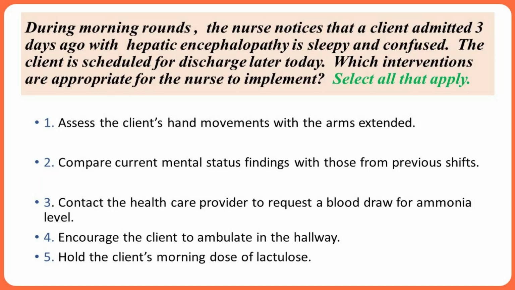Option two, compare the current mental status findings with those from previous shifts. That is also correct. Then option 3, contact the healthcare provider to request a blood draw for ammonia level. We want to assess whether the ammonia level has increased or decreased compared to previous shifts. So options 1, 2, and 3 are the correct and appropriate interventions to implement in the current situation and to identify further problems.